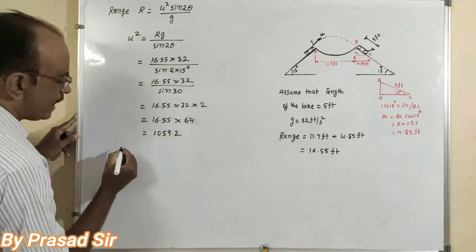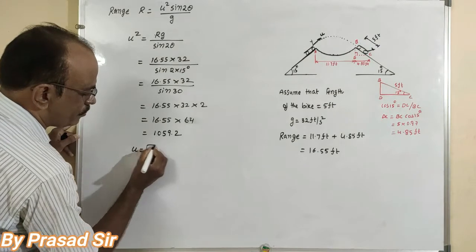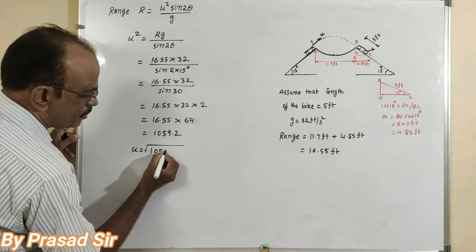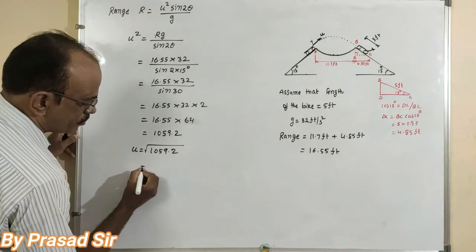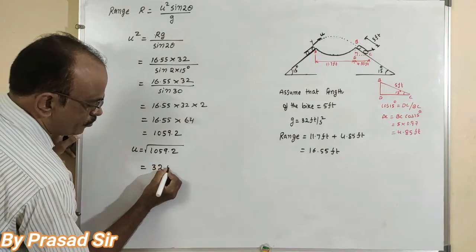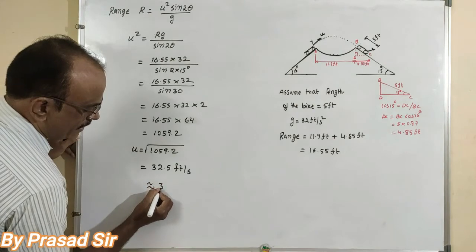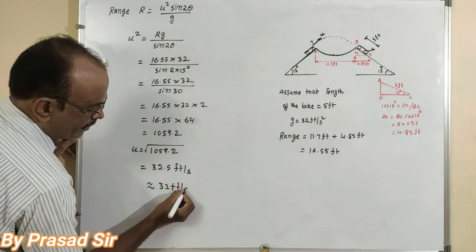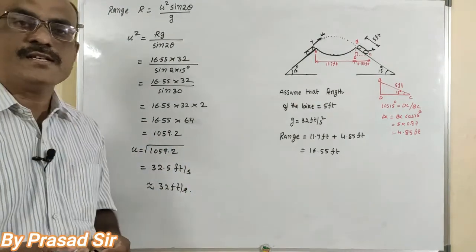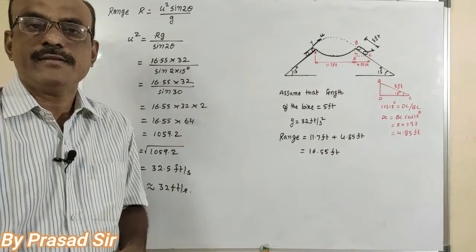On multiplication of this, we get 1059.2. But I want to calculate velocity. u is equal to square root of 1059.2. On square root of this, 32.5 feet per second. So nearly 32 feet per second. This is the solution for question number 36.